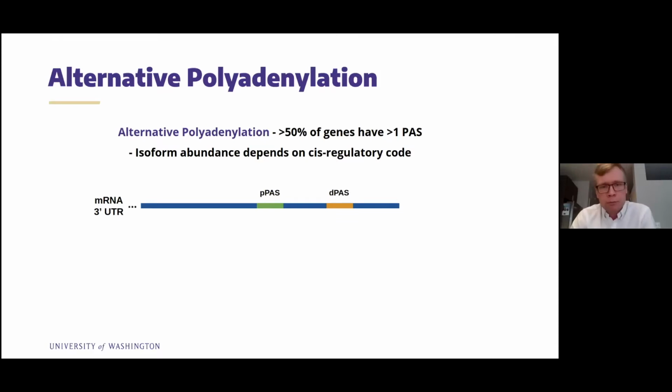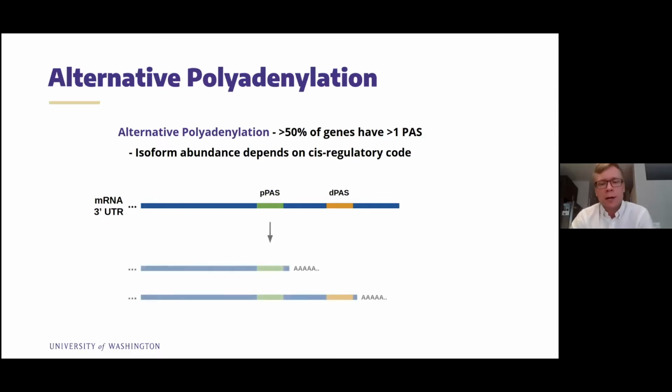Now, alternative polyadenylation is the phenomenon where you have multiple competing polyA signals in the same RNA molecule that, of course, gives rise to competing isoforms. And in fact, more than 50% of human genes have more than one polyA signal. These different isoforms typically have very differential effects on, let's say, stability. And the isoform abundance between these competing polyA signals depends to a very large extent on the cis-regulatory code of each polyA signal.